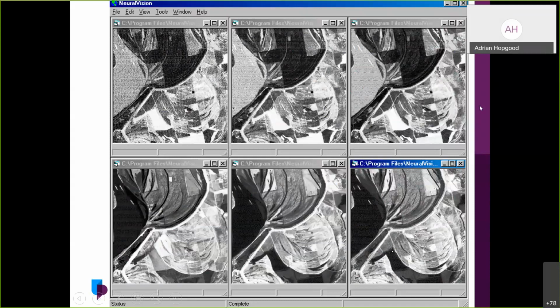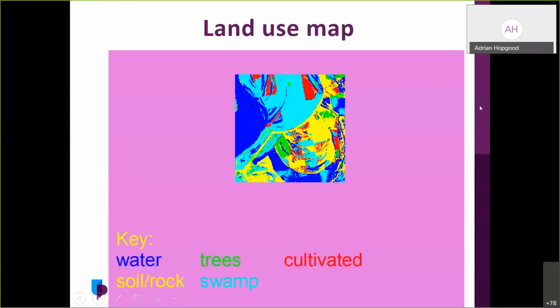And what would be good would be to use images like this to recognize what's down there on the ground, what the land use is. So for this specific case, we have some ground truth. This is what is actually down there on the ground. This is the corresponding portion of the ground mapped according to land use. And we've got 5 categories, 5 classifications: water, trees, cultivated, soil and rock, or swamp.